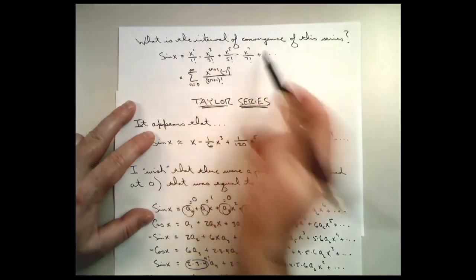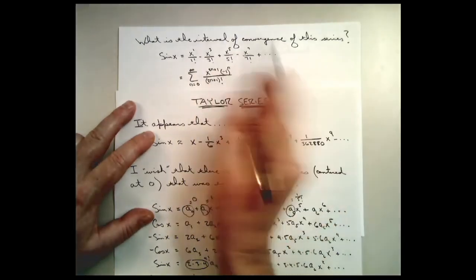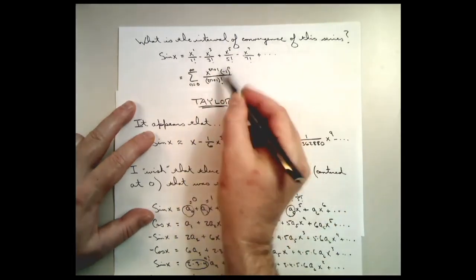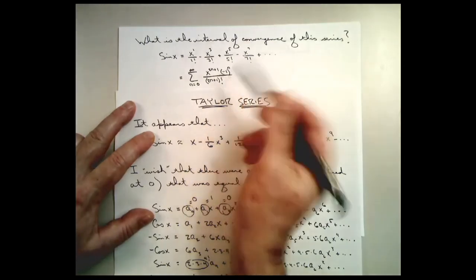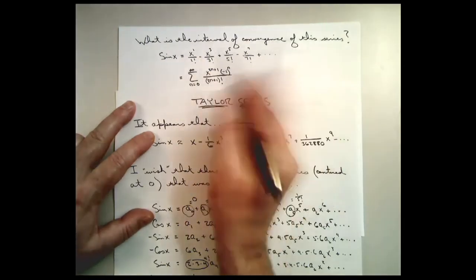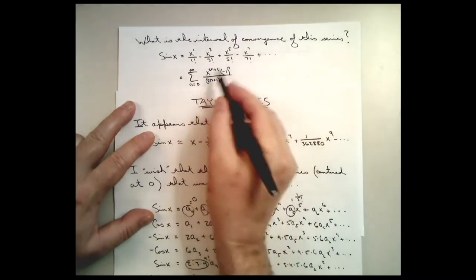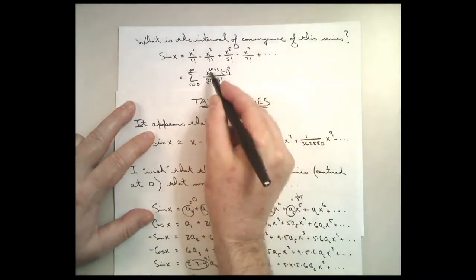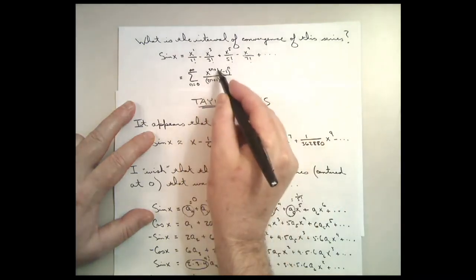So my terms are alternating in sign. That's what this little symbol is doing right here. All of my powers are odd. That's what I'm indicating with my 2n plus 1s, right? 2n is always an even number. Add 1 to that, I get an odd.